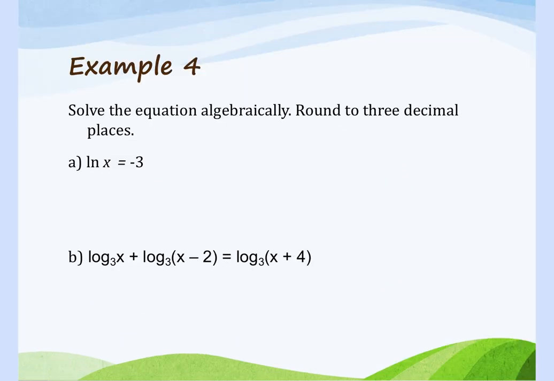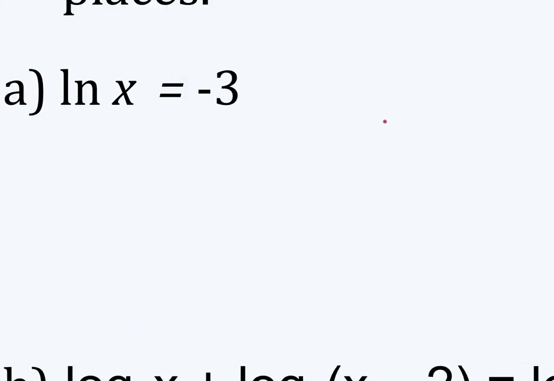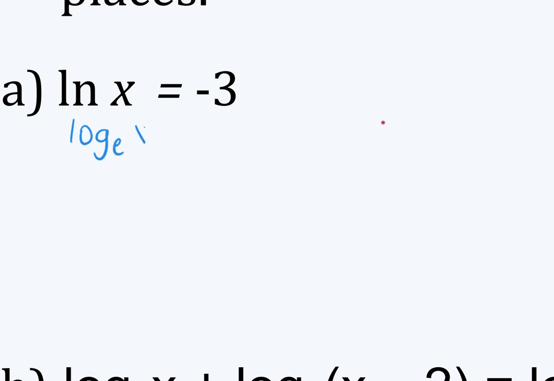All right, last slide. Look at A. How many logs are there? 1. It's only on one side. So we do what? Make it log base e, and then we're going to convert this to exponential. So e comes over and picks up the negative 3.